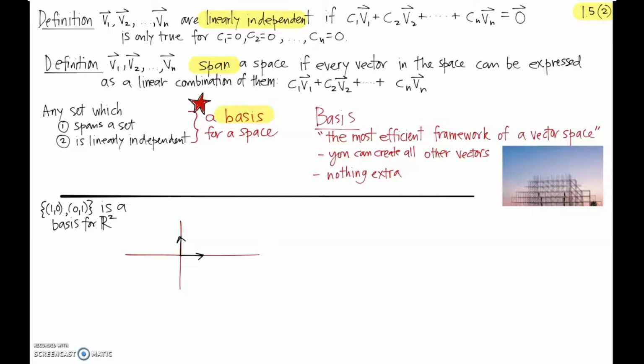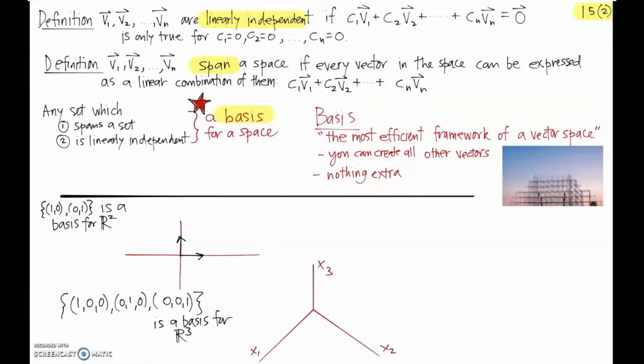Similarly, R3 has a basis, and the basis for R3 is (1, 0, 0), (0, 1, 0), (0, 0, 1). I should say a basis for R3. We're going to see that vector spaces have more than one basis. There's the first vector in our basis, here's a second vector, and then here's that third vector. Any other vector in R3 can be built from those three.